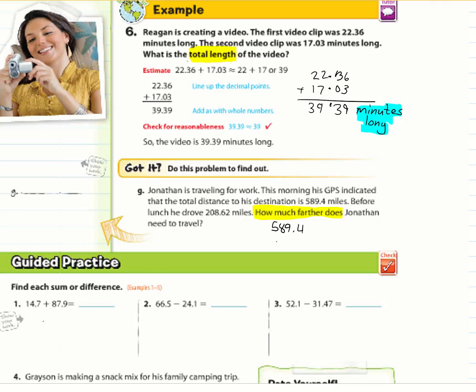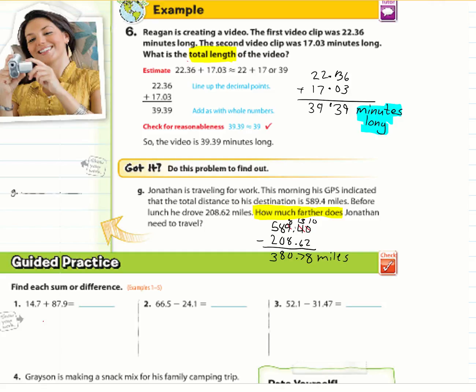So we have 589 and 4 tenths minus 208 and 62 hundredths. Now since we're missing something in the hundredths place, we're going to add a little placeholder as a 0 and subtract. So the 4 is going to become a 3, 0 to 10. And the 10 minus 2 equals 8. 3 minus 6 we cannot do. So we're going to borrow. So 13 minus 6 is 7. 8 minus 8 is 0. I'm going to line up my decimals. 8 minus 0 is 8. And 5 minus 2 equals 3. So we have 380 and 78 hundredths miles.